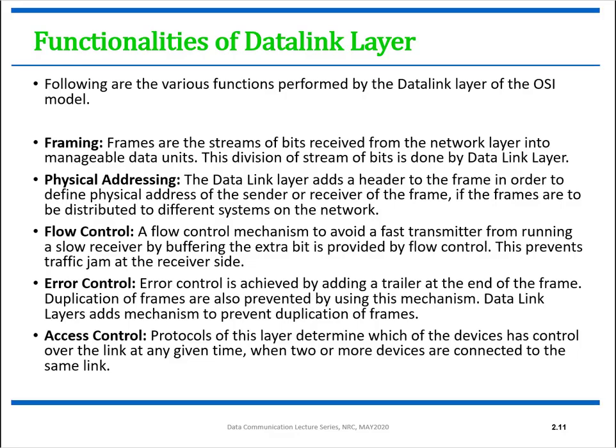Another functionality of the data link layer is error control. In error control, there is a trailer and a header, as you have seen from the picture. We add the trailer at the end of the frame, and duplicate frames and problems of generation and problems of transmission can be detected by the error control mechanism. So it is a very important feature for this layer.